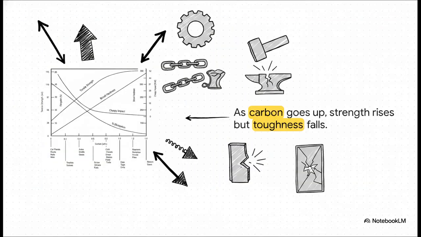This graph illustrates that conflict perfectly. It's kind of like a map of metallurgy. Along the bottom axis, we're tracking the percentage of carbon added to the iron. Now, notice how, as the carbon percentage goes up, the curves for tensile strength and hardness rise sharply.